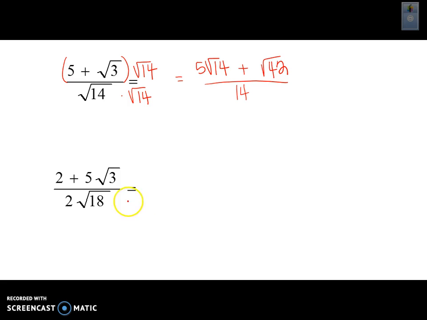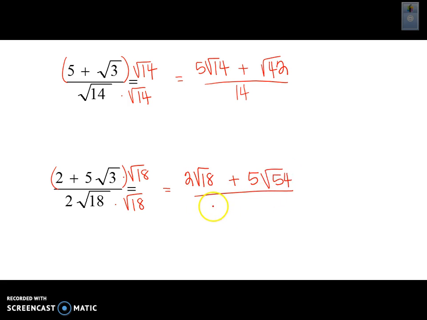With this next example, same thing as what we talked about before. That 2 is there, but it's okay to stay there. We can have a real number in the denominator, just not a radical. So we're going to multiply by the square root of 18, multiply by the square root of 18, so that's going to get distributed. We've got 2 square root of 18, and then plus 5 square root of 54 over 2 times 18. Which is going to simplify to 36.